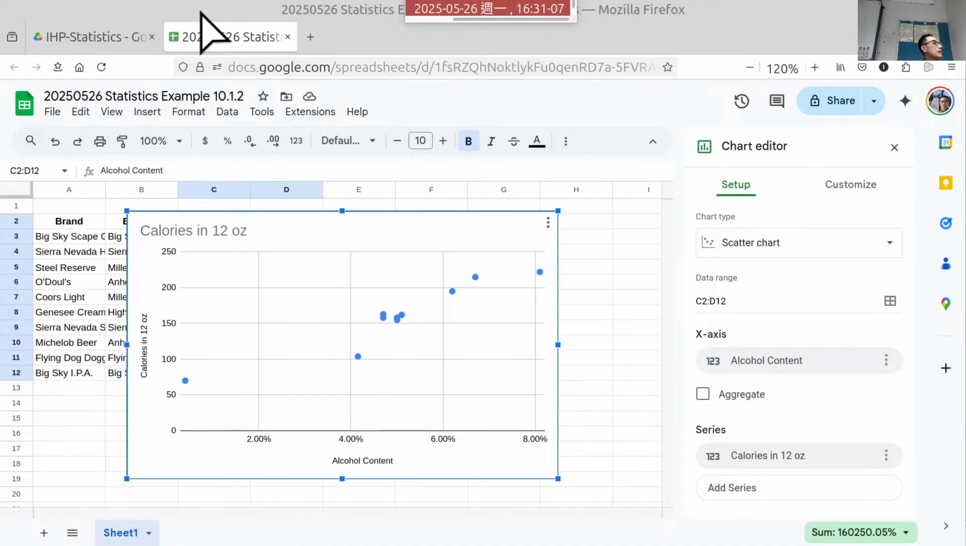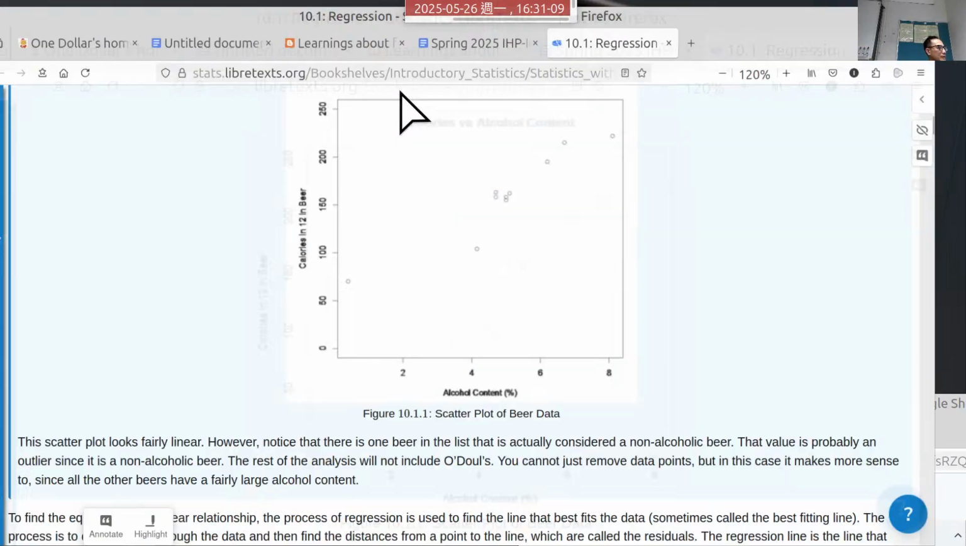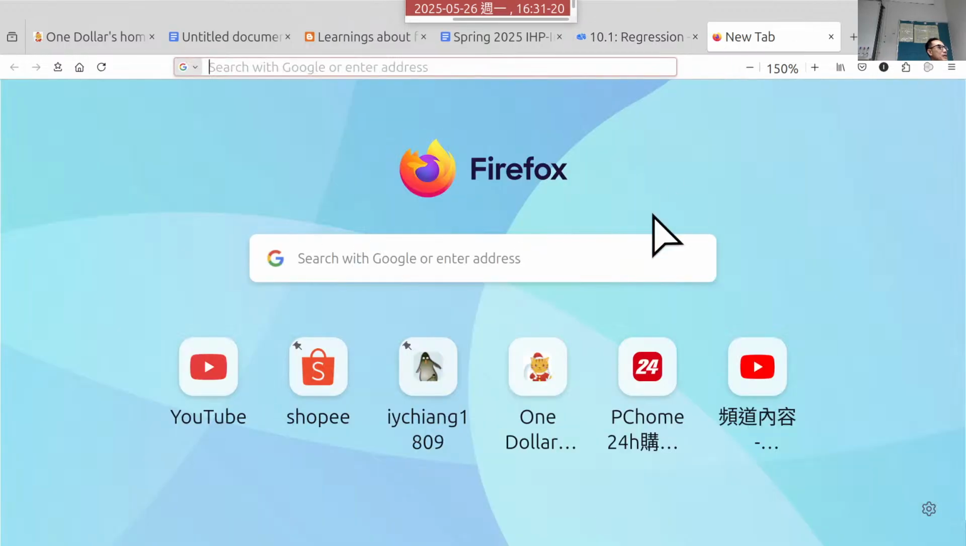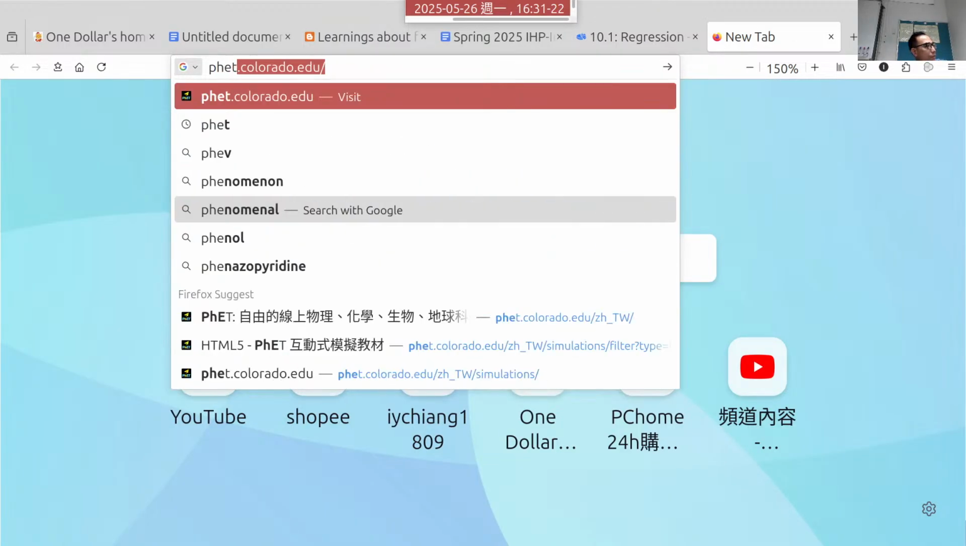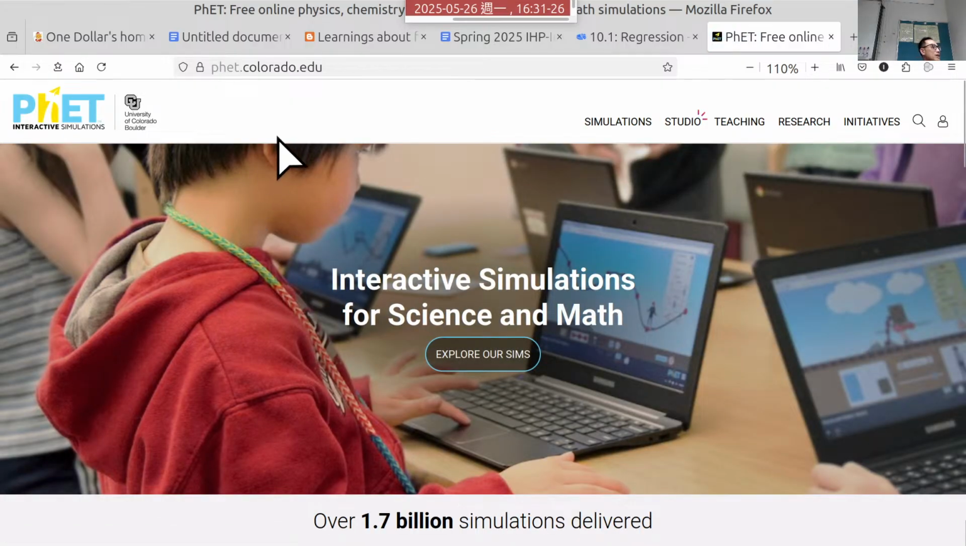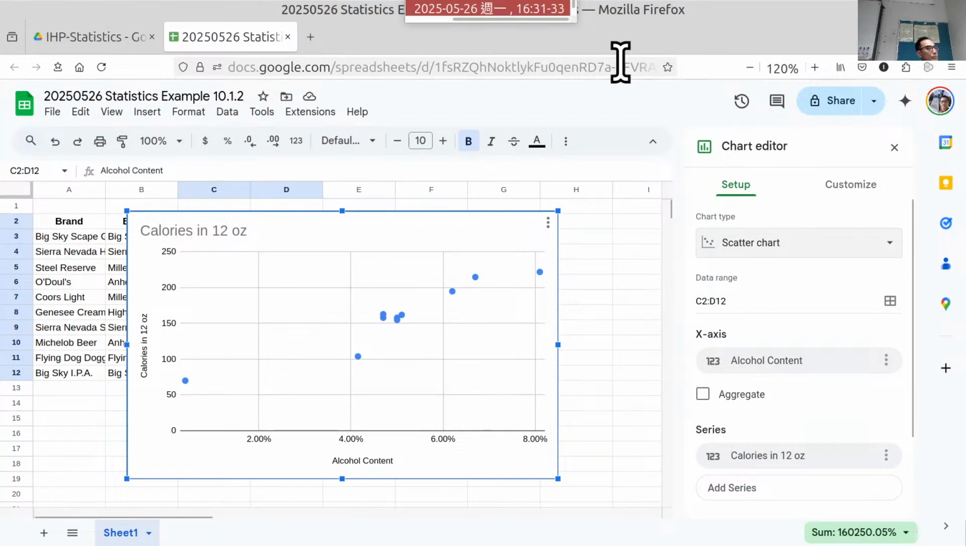Next, let's check the textbook about the residual here. Let me explain why the difference. Please move to a website called PhET. P-H-E-T, PhET. I'm going to copy it to you.